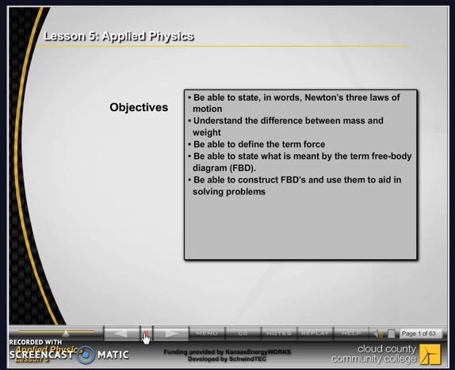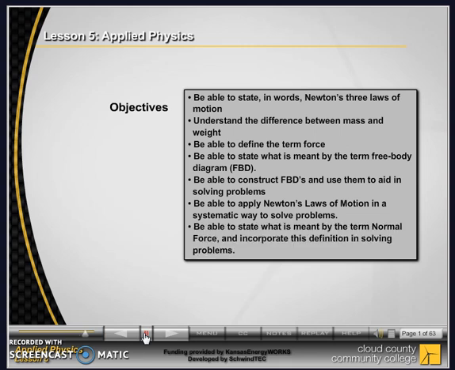Be able to construct FBDs and use them to aid in solving problems. Be able to apply Newton's laws of motion in a systematic way to solve problems. And be able to state what is meant by the term normal force and incorporate this definition in solving problems.